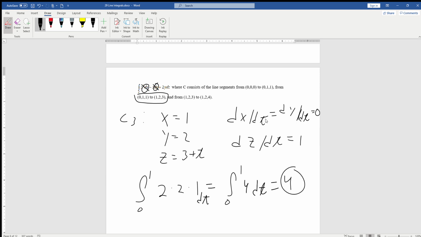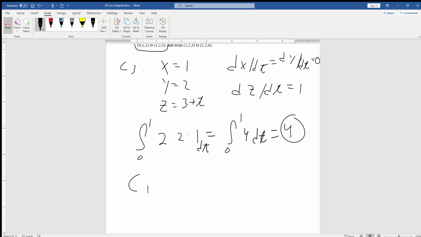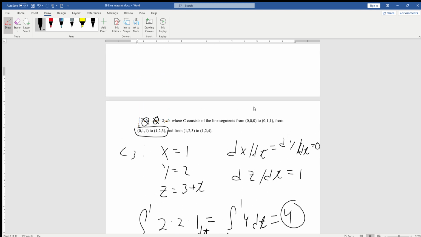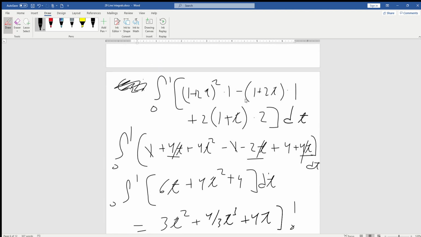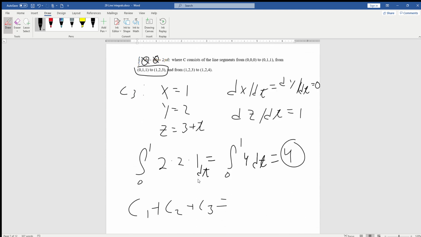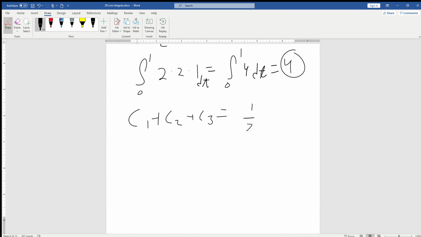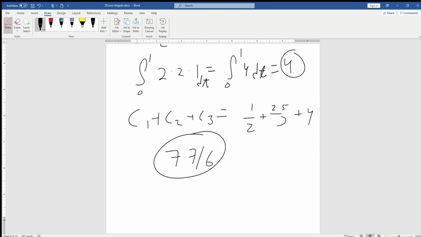Finally, we're just going to add all the paths together: C1 plus C2 plus C3. If we go back all the way to the beginning, we remember 1/2, 25/3, and 4 are going to be the three values. And we end up with 77/6 as the total line integral.